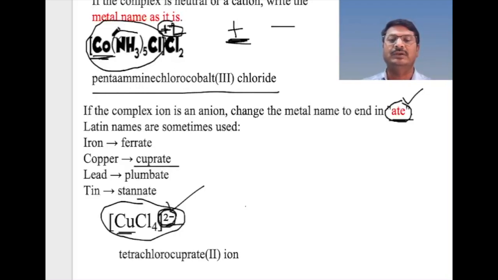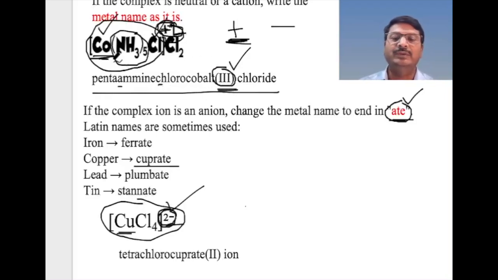Penta-amino-chloro. A total of 5 ammonia molecules are there, that is pentaammine, and after that you write chloro. These two are written according to alphabetical order, ammine A, chloro C. So pentaamminechloro, and the central metal ion is cobalt. After that, one more thing you have to write here is the oxidation state of the central metal ion, not the charge on the complex moiety.